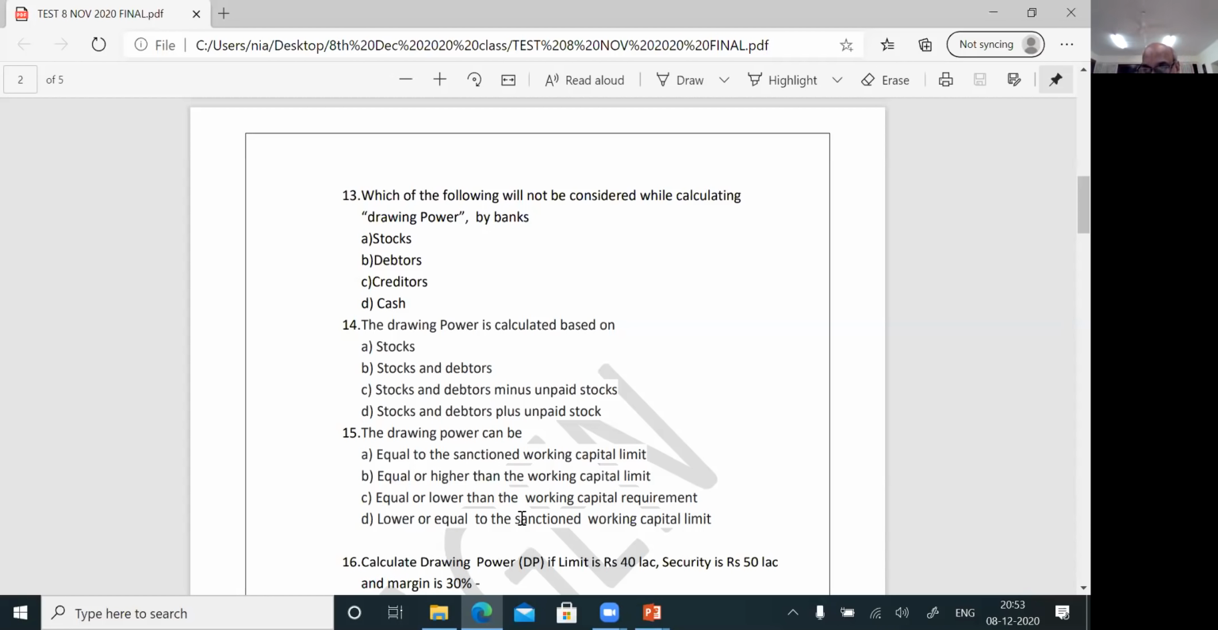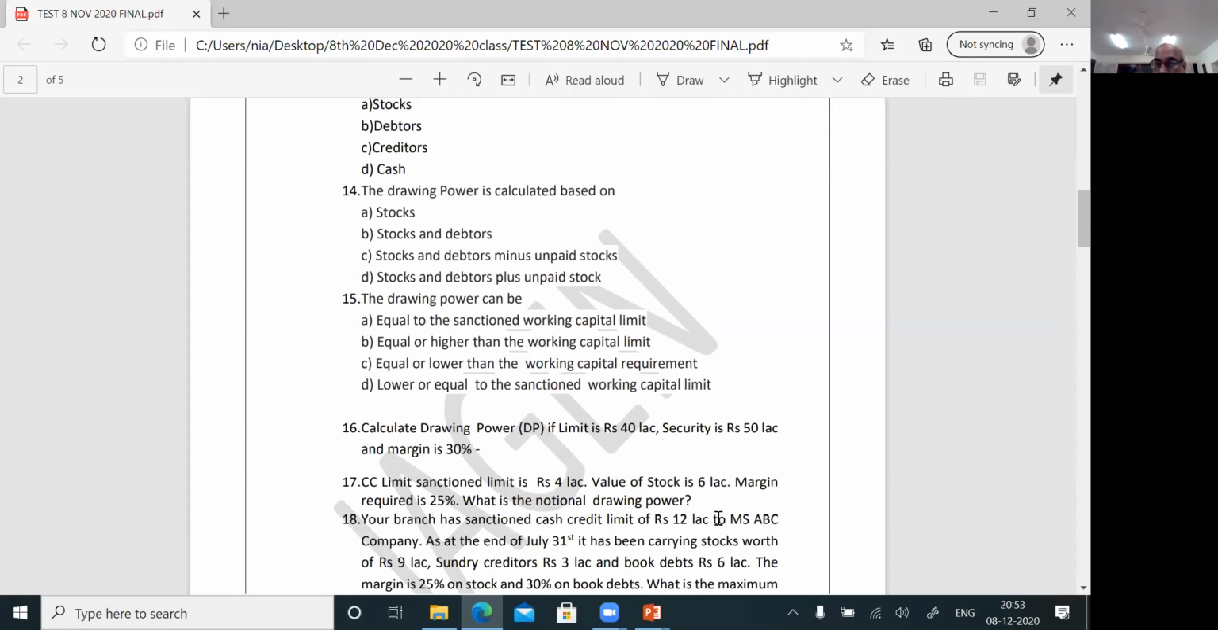You are sanctioned a limit. So the drawing power by the borrower will be either equal or less than the sanctioned limit given by the bank. So lower or equal to the sanctioned working capital limit. For question number 15, answer is D.